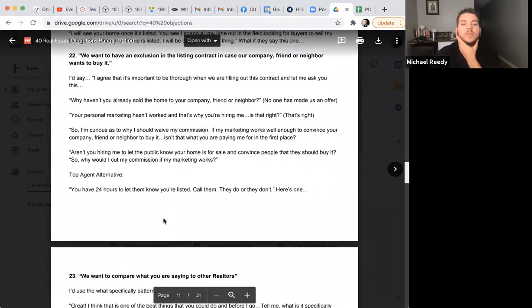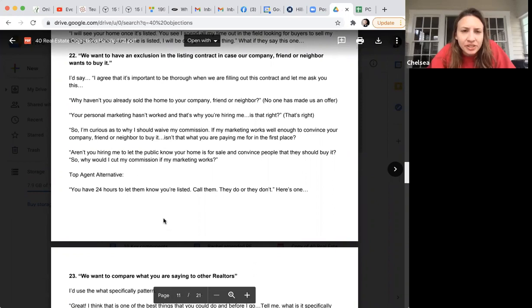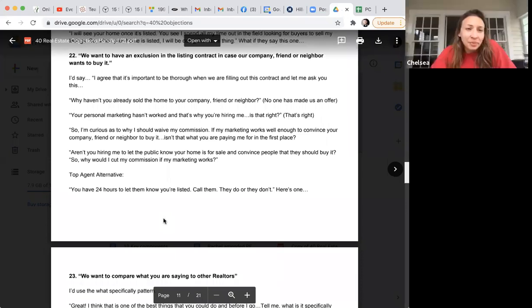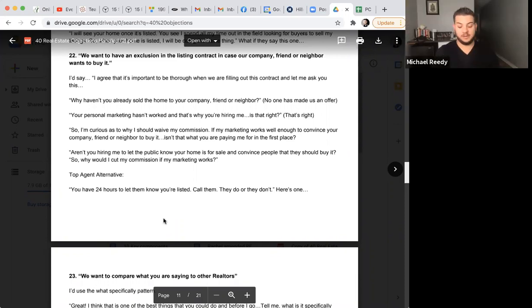Okay, Chelsea, we want to have an exclusion in the listing contract in case our company, friend, or neighbor wants to buy it. I agree that it's important to be thorough when we're filling out this contract. And let me ask you this. Why haven't you already sold the home to your company, friend, or neighbor? Well, no one has made us an offer yet, but you know what? We think it might be possible. Well, your personal marketing hasn't worked so far, and that's why you're hiring me. Is that right? I guess that's right.